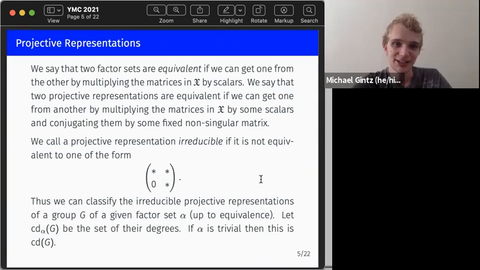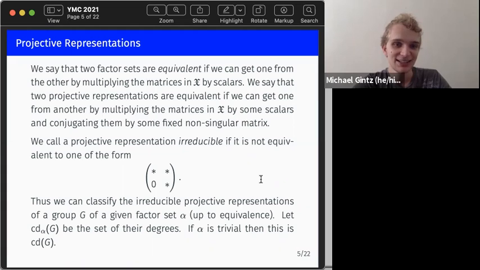Now, we say two factor sets are equivalent if we can get one from the other by multiplying the matrices in X by scalars and adjusting the factor sets accordingly. We say that two projective representations are equivalent if we can get one from the other by both multiplying the matrices in X by some scalars and also conjugating all of them by some fixed non-singular matrix. We call a projective representation irreducible if it is not equivalent to one of the following form. If you're familiar with irreducible representations, this should look relatively familiar.